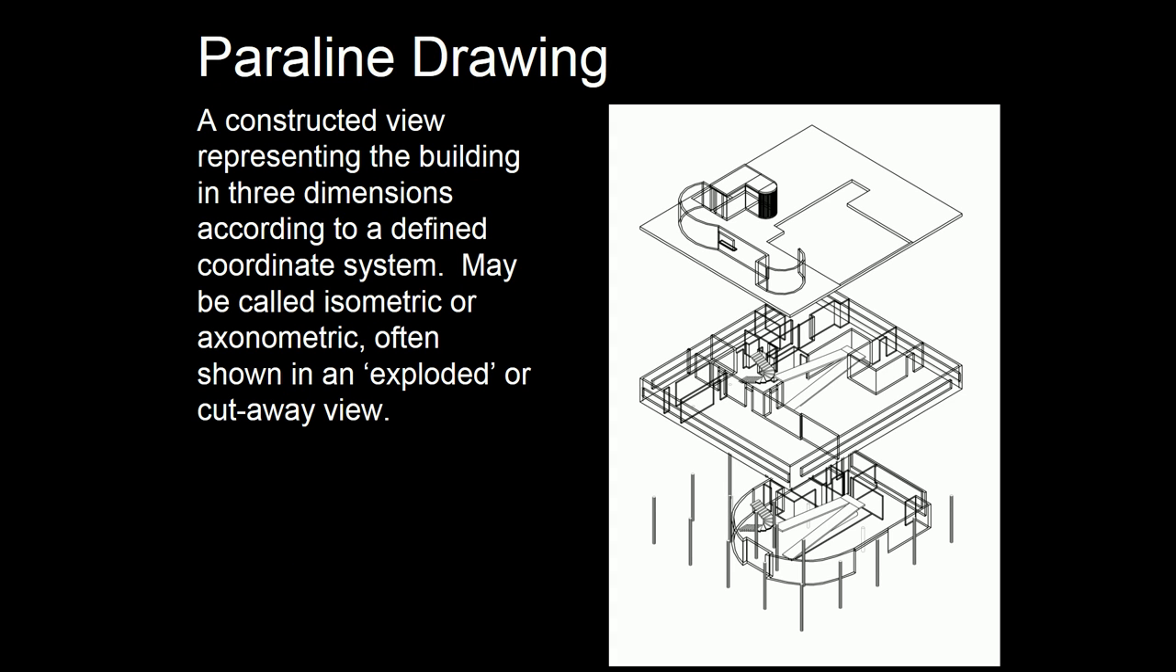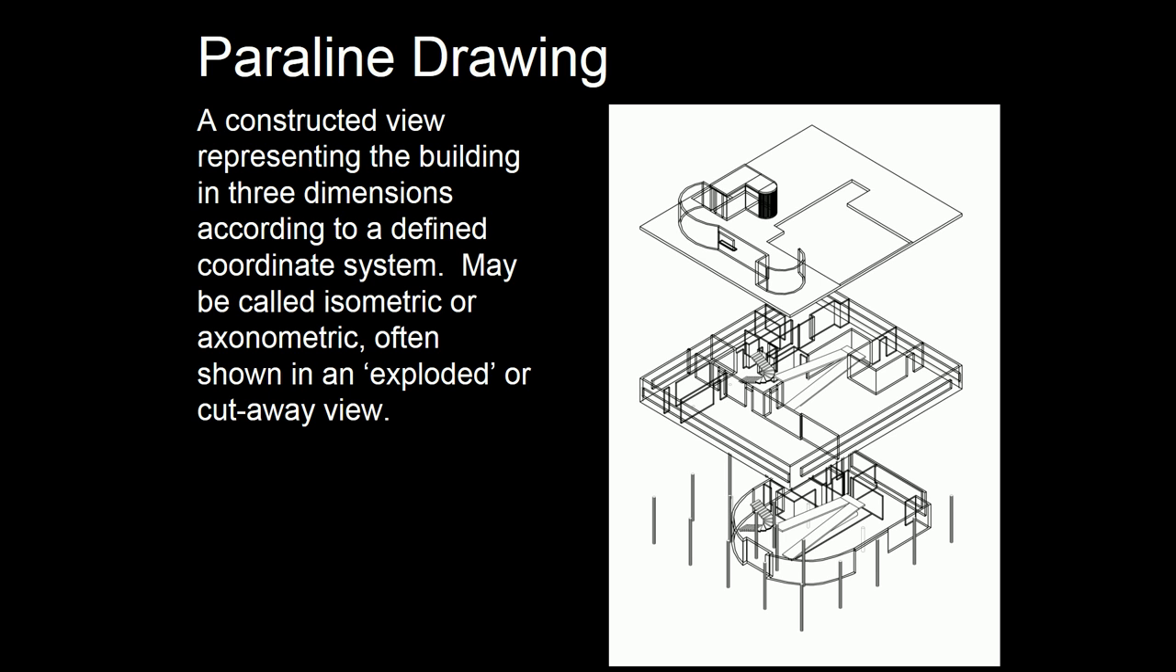Next we get to these things called paraline drawings. Paraline drawings are drawings that do not have a vanishing point. You guys know that perspectives have a vanishing point, right? That the lines all point in that one direction. That line right there is parallel to that line, and that's why it's called a paraline drawing. It shows a three-dimensional view that in some cases is measurable.